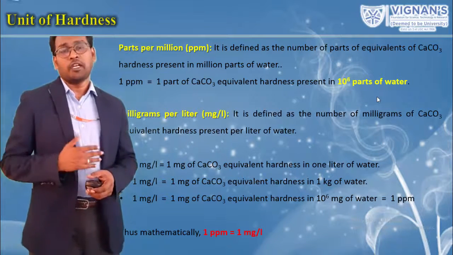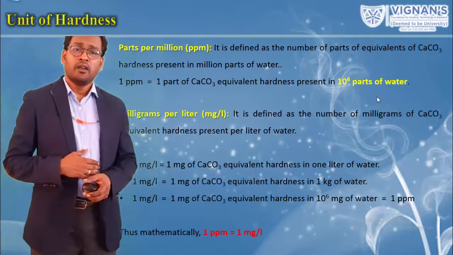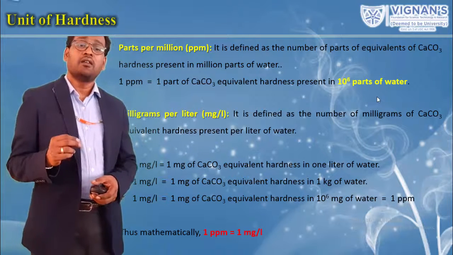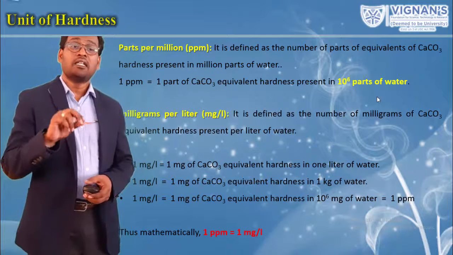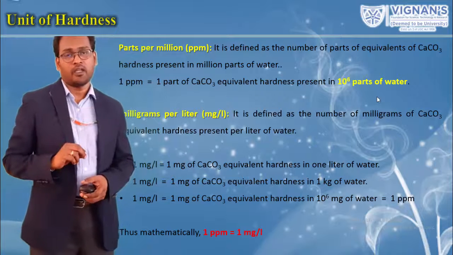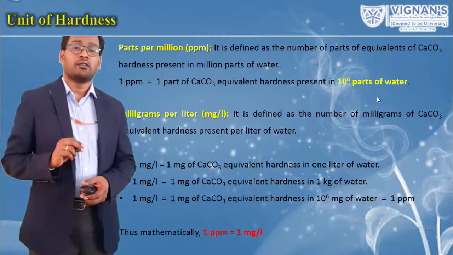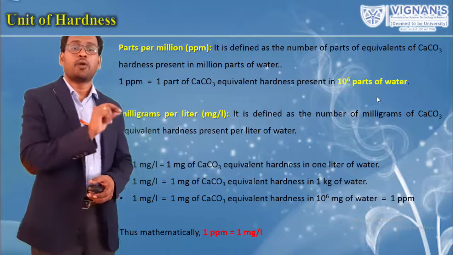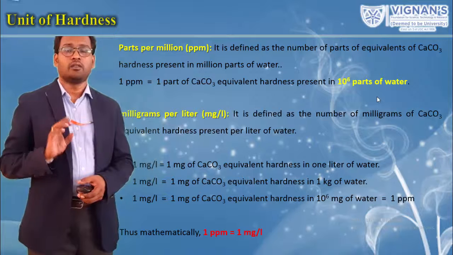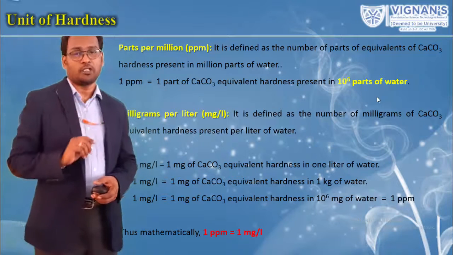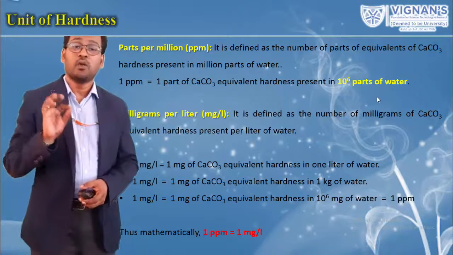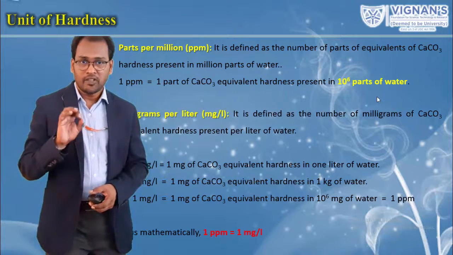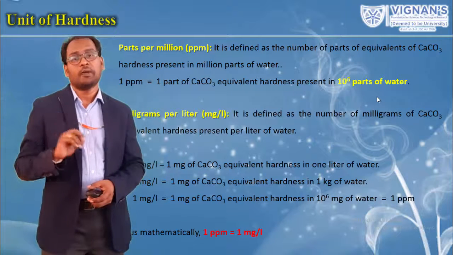Right? So parts per million is nothing but 1 part of calcium carbonate equivalent of hardness present in 10 to the power 6 parts of water. It is 1 million. So parts per million is 1 is to 10 to the power 6 parts, that is 1 by 10 to the power 6 parts. So 1 ppm will be equal to 1 part of calcium carbonate equivalent hardness present in 10 to the power 6 parts of water. This is parts per million.